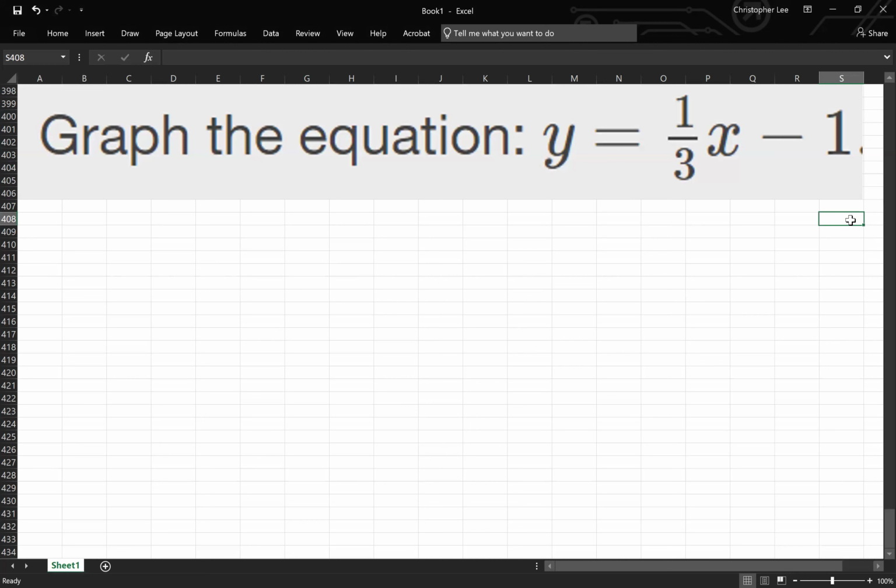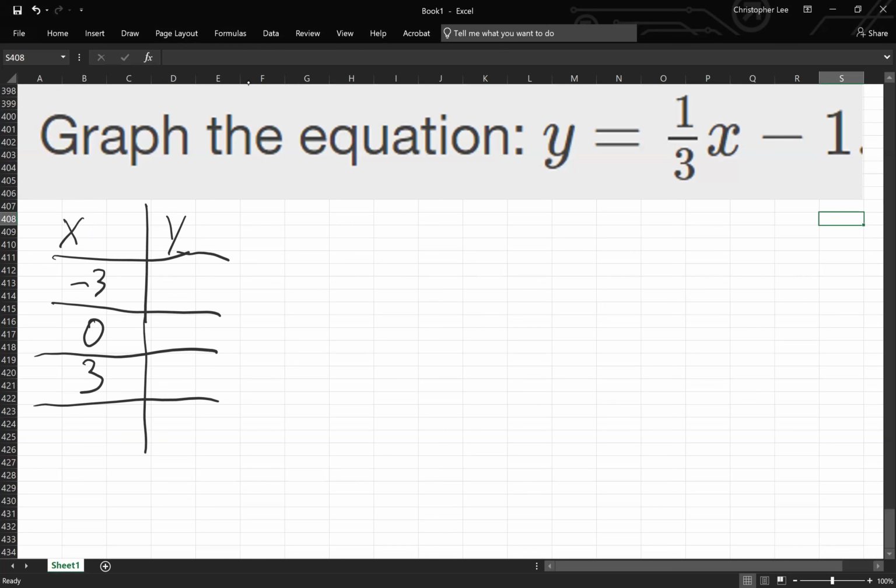So let's look back over this. As Alex was saying, we're gonna plug in 3. I always do this wrong color. All right. I have my X and I have my Y. So I'm gonna plug in -3, 0, and 3. And the reason why I chose those numbers is because of the denominator in the fraction of the slope.